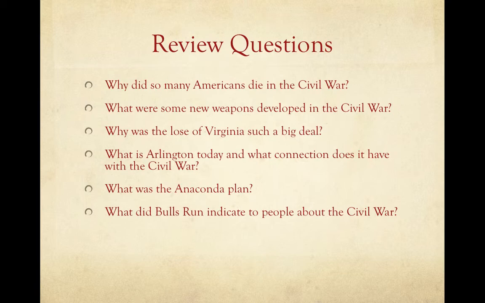Arlington today is a national cemetery. And what connection does it have to the Civil War? It used to be the property of Robert E. Lee. What was the Anaconda Plan, and how did they intend to use it to defeat the South, class? Keywords you're looking for are a naval blockade. And finally, what did Bull Run indicate to people about the Civil War? That would be that the war was going to be a long one.